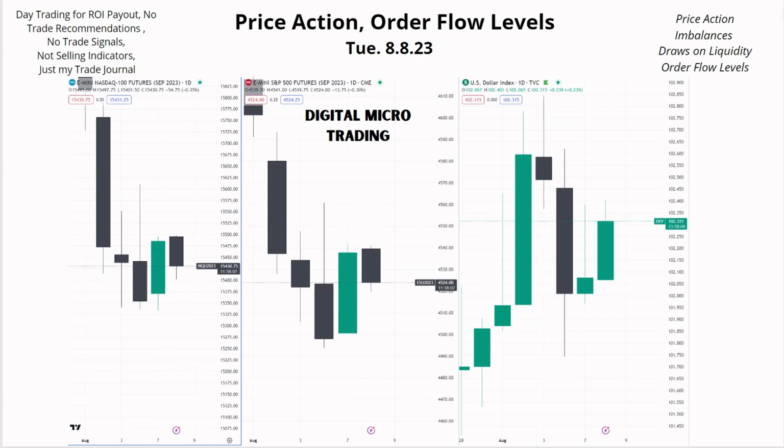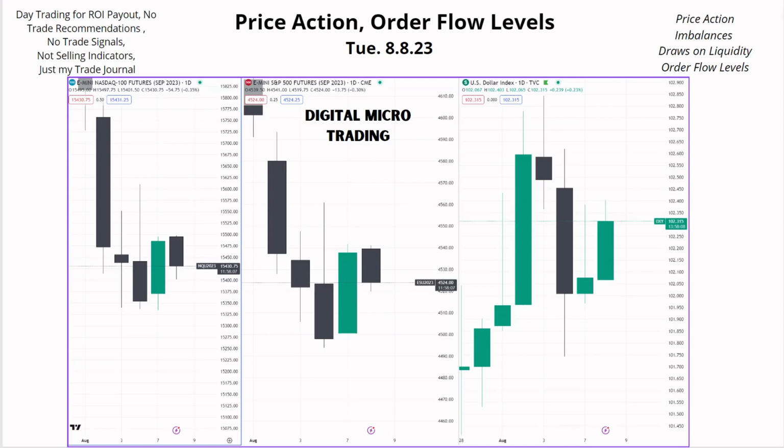And we've got price action, order flow, levels, Tuesday, 8-8. What I've got, left to right: 24-hour NASDAQ, in the middle the S&P ESU mini, and on the right, the dollar. You can see the dollar definitely is making a comeback from Friday's drop. On the ESU in the middle, you can see we had an up green Monday, Tuesday here. We're retracing a bit. So we're in a zone, but definitely we're not anywhere near recovering from where we were a week ago. So that's something to note.